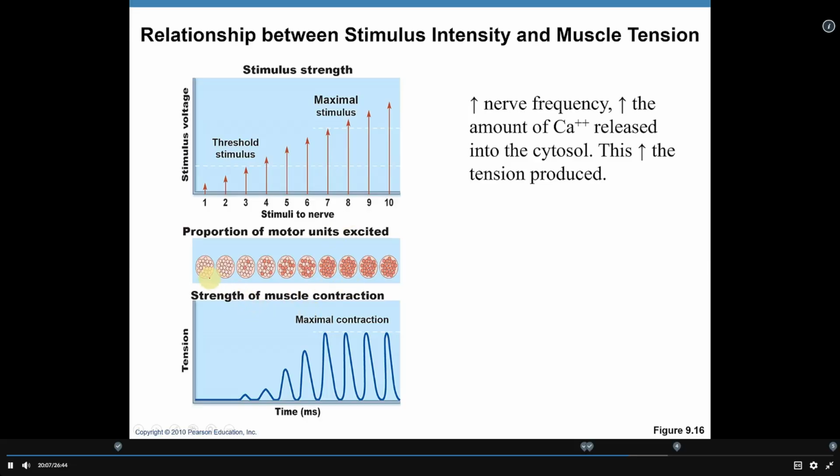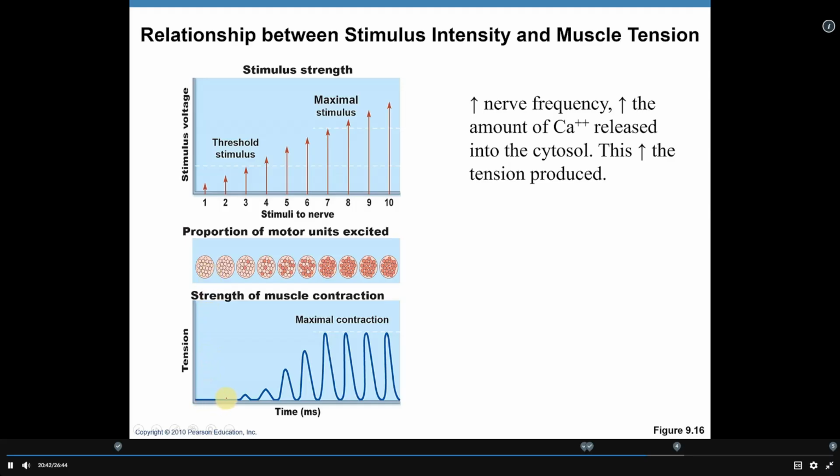So let's take a look at this picture, and we're going to focus on this bottom one for a sec here. You'll notice at the top, these round things are supposed to be a muscle. The little tiny round circles are supposed to be motor units. When it's a light color, it means the motor unit is not stimulated. When it's a dark red, it means the motor unit is stimulated. Directly below it is a myogram, and you can see time on the x-axis in milliseconds and tension on the y-axis.